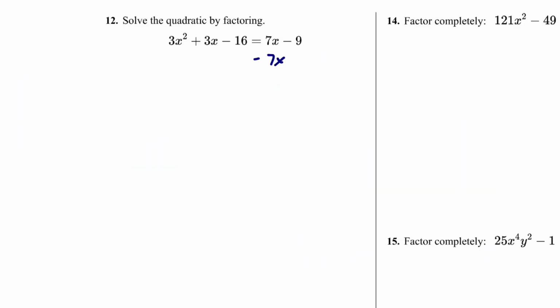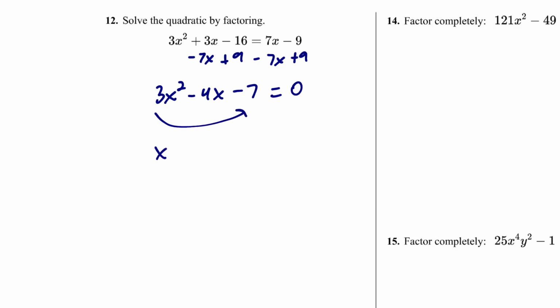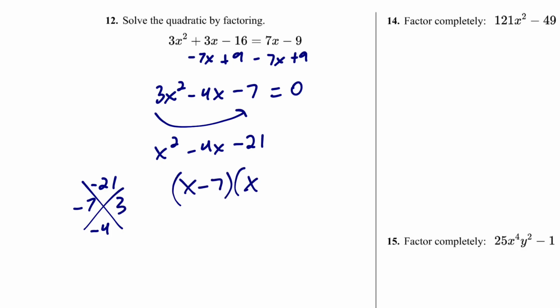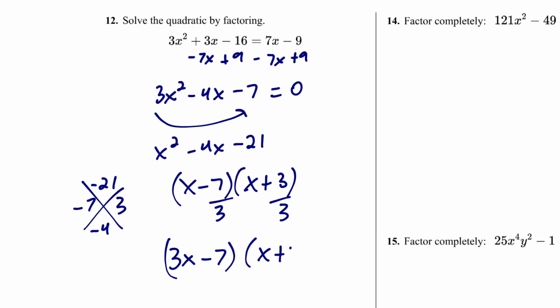Here's another one: minus 7x on both sides, plus 9 on both sides. 3x squared minus 4x minus 7 is equal to 0. Then I'm going to do the slide and divide, so I have x squared minus 4x minus 21. Minus 21 on top, minus 4 on bottom, so let's do negative 7 and positive 3. I'm going to divide by my original a value, which is 3. So for this first one, I'll write 3x minus 7, and for the second one, I'll write x plus 1.